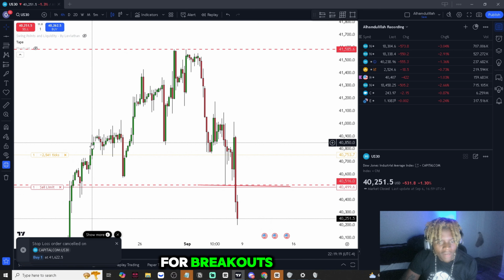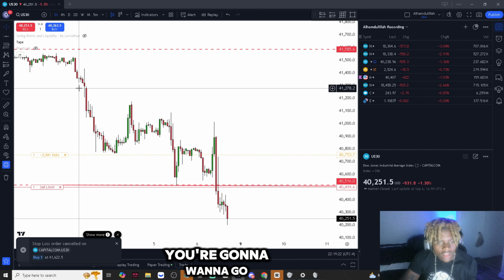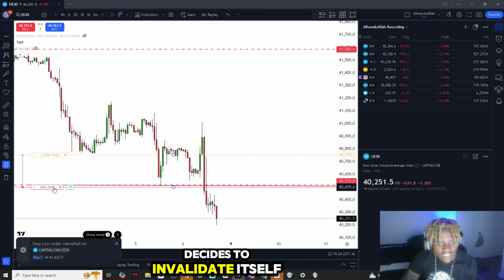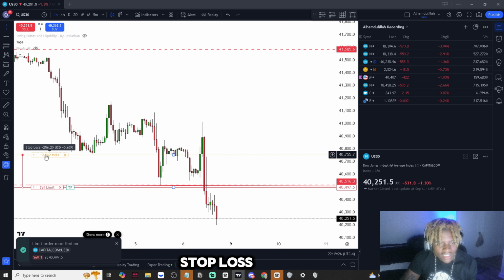And as far as breakouts, your stop loss is going to be a little bit different. You're going to want to get in as soon as price decides to invalidate itself. Make sure you guys have a decent stop loss as well.